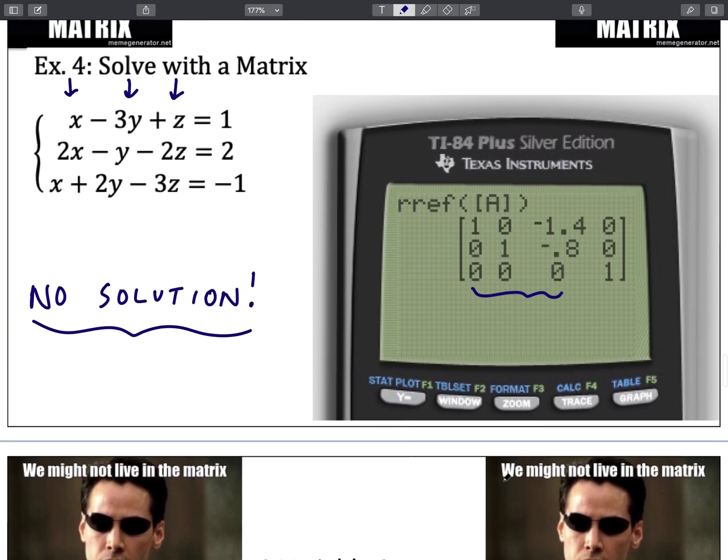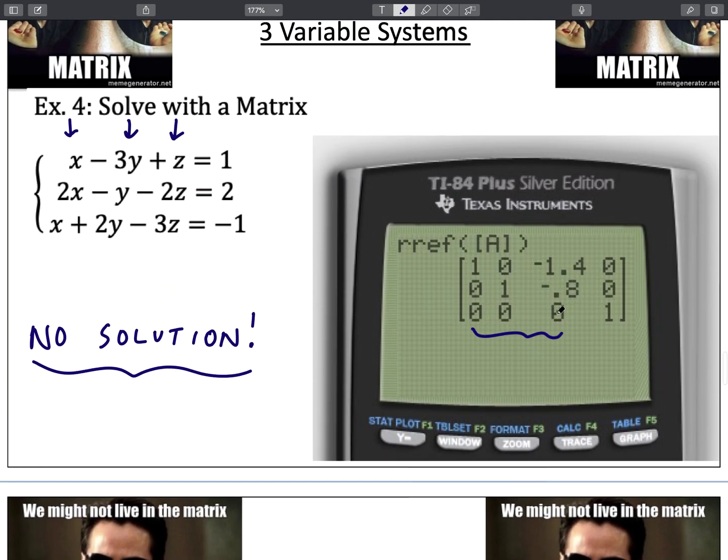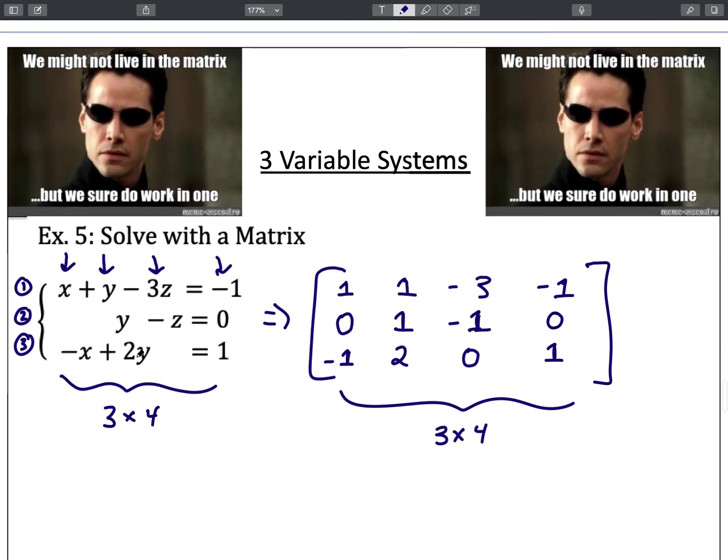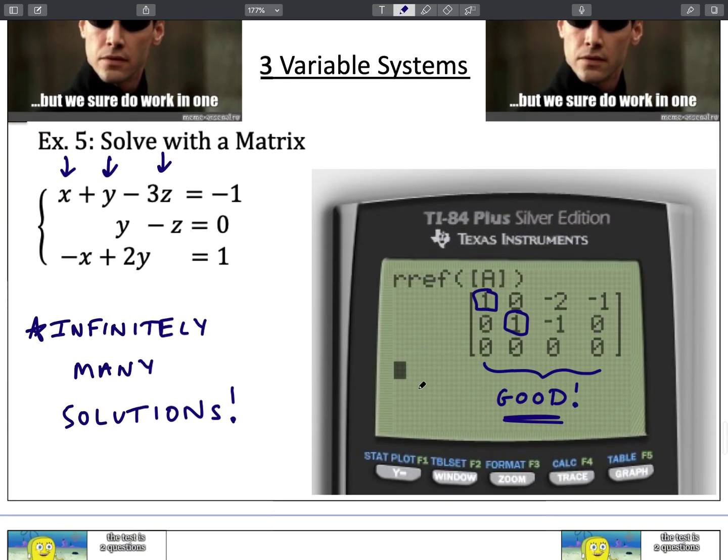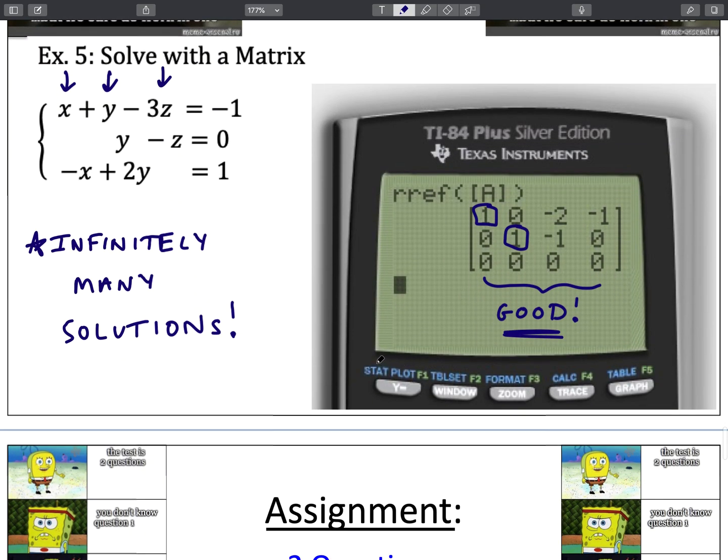Okay, so again, example 4, you see that row with zeros and ones, so no solution. In example 5, you saw the row there at the end with all zeros. This would be infinitely many solutions.